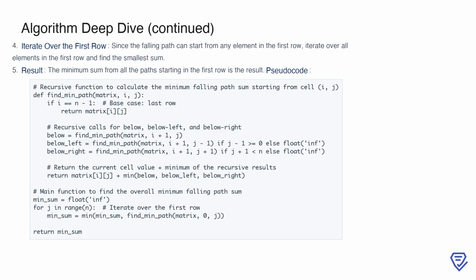In terms of implementation, the pseudocode shows how the recursive function works. The function find_min_path takes the current cell, (i, j), as input.